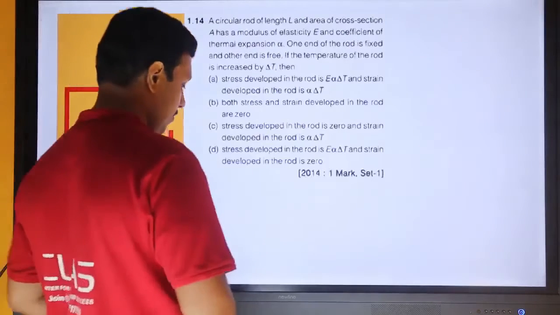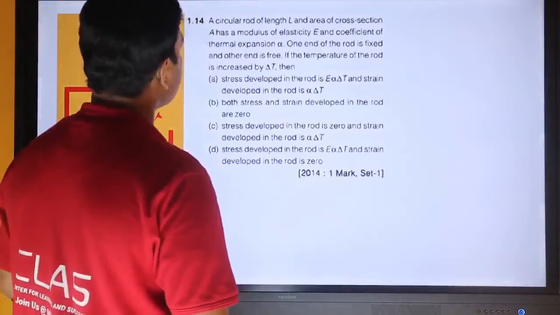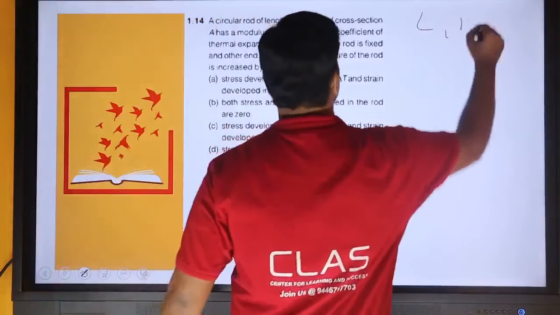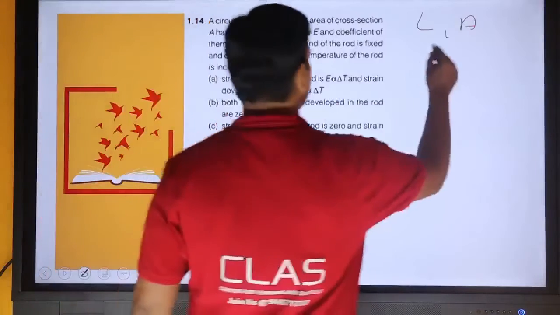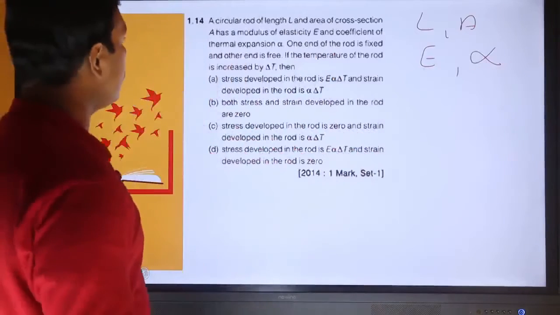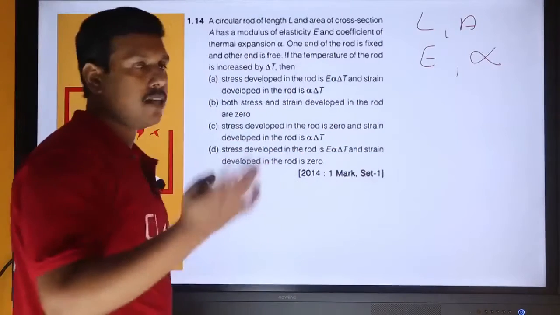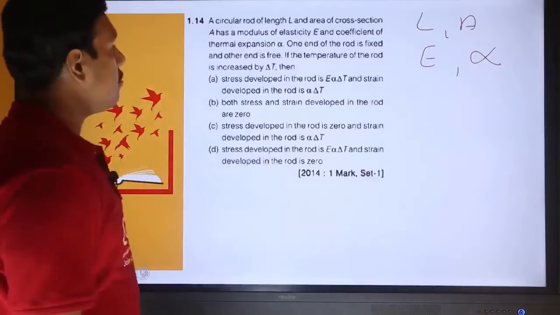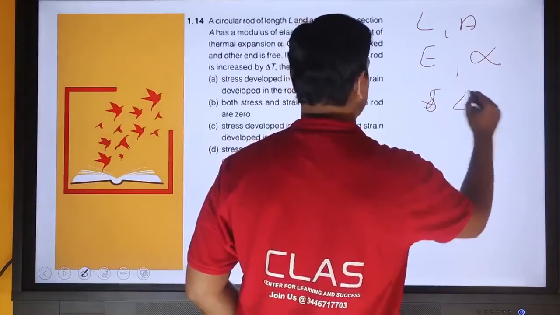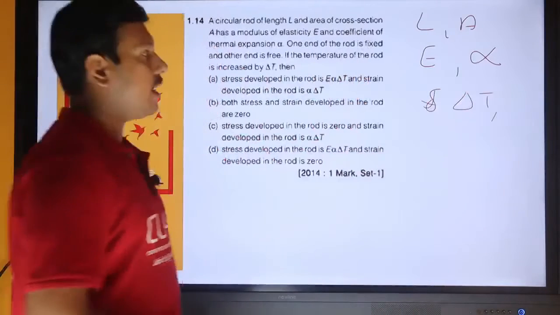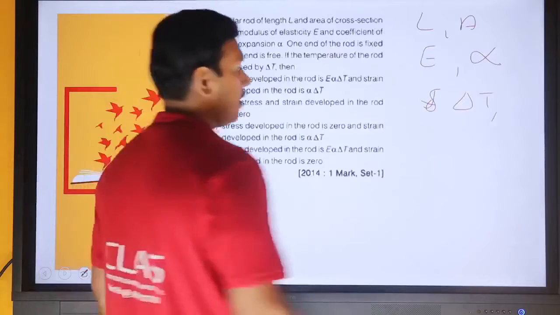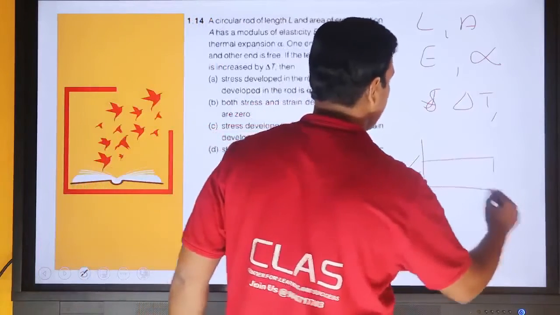Then 1.14, a circular rod of length L and area of cross section A, modulus of elasticity, Young's modulus E, and coefficient of thermal expansion alpha. One end of the rod is fixed, and the other end is free. If the temperature of the rod is increased by delta T, here the length of the rod is L, area of cross section A, Young's modulus E, and coefficient of thermal expansion alpha, and this is the rod, and one end is fixed and the other end is free to expand.